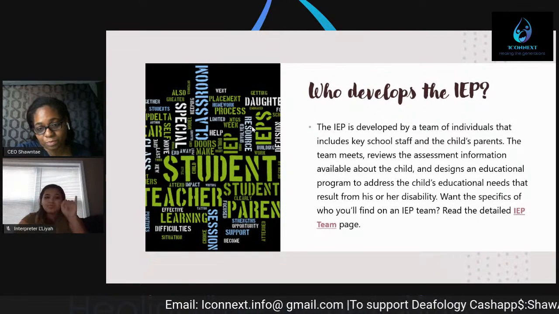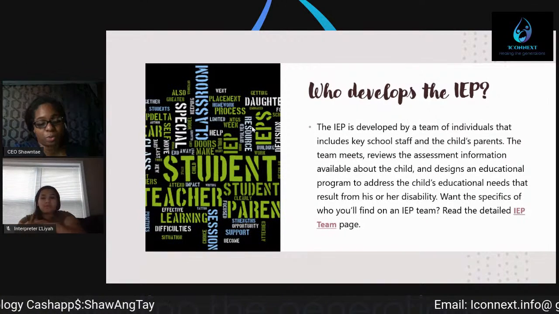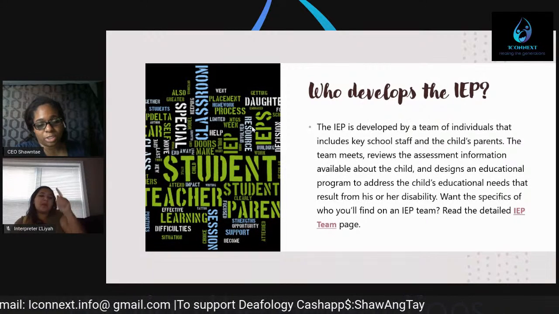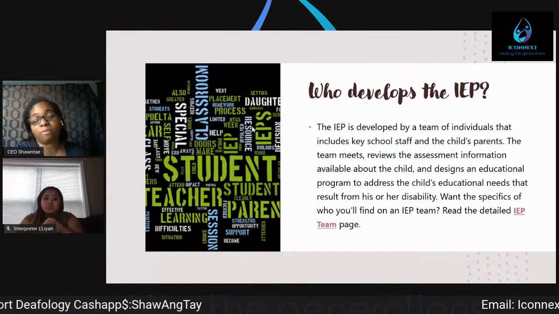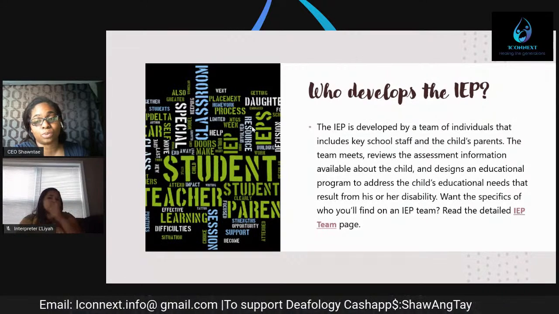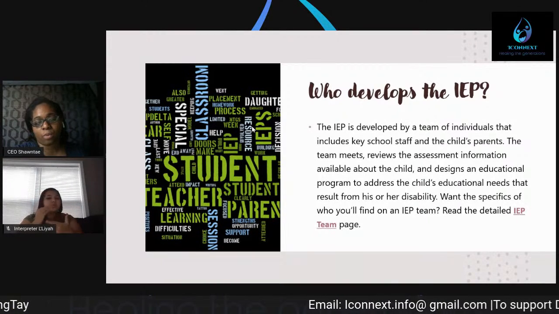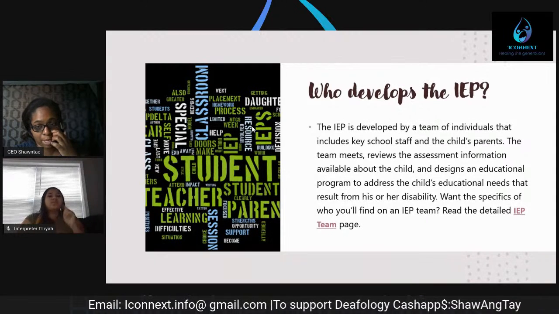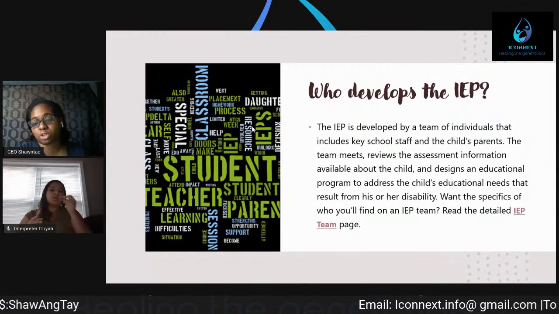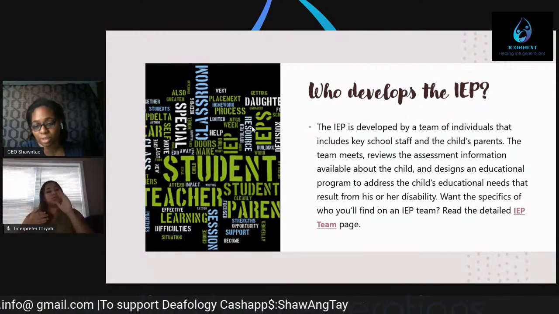Who develops the IEP? The IEP is developed by a team of individuals that includes the key staff and the parents. Typically, that includes the resource teacher or the SPED teacher, and the principal or vice principal. Depending on how your school is set up, it should include their teachers because they're part of the team, and the parents. If there are any outside resources, it will include them as well. The team meets and reviews the assessments and information available about the child, and designs an educational program to address the child's educational needs that result from his or her disability.